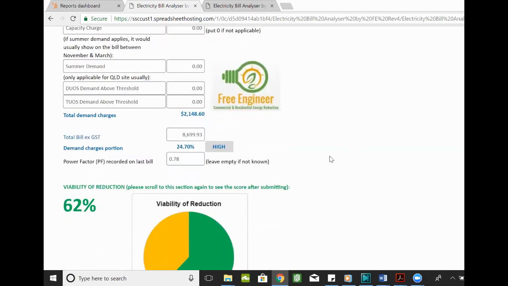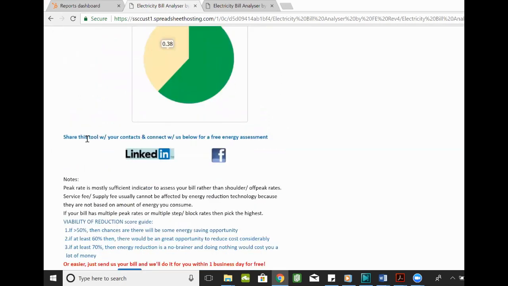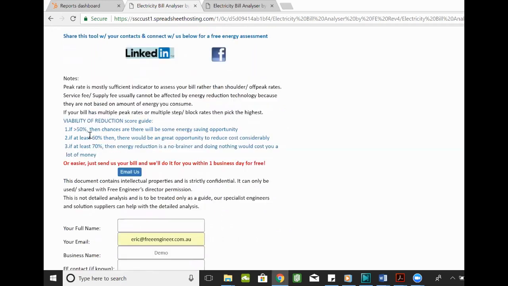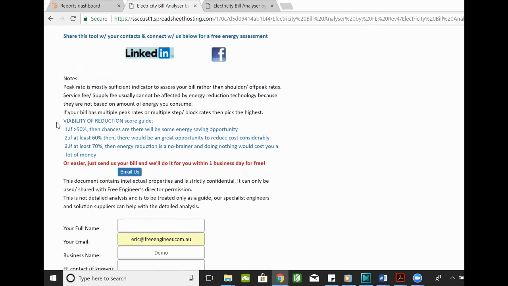Based on this analysis, 62% is the score we can put on this bill, meaning there is a 62% chance we can reduce this bill in terms of viability. To show you what the score means: if it's more than 50%, there will likely be some energy saving opportunity. If it's at least 60%, there will be great opportunity to reduce costs considerably. And if it's at least 70%, then energy reduction is a no-brainer, and doing nothing would really cost you a lot of money. That's the fundamentals of it.